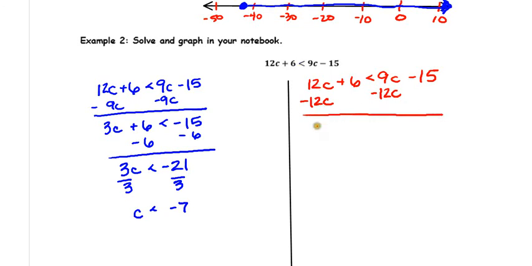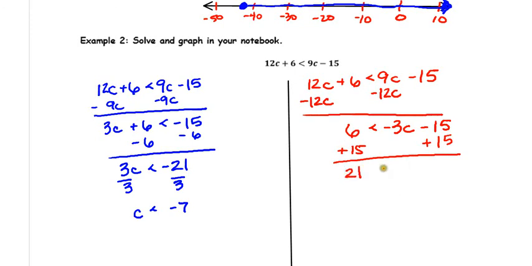So if I subtract 12c from both sides, I have 6 is less than negative 3c minus 15. And if I have 6 is less than negative 3c minus 15, I'm going to add 15 to both sides to continue with the idea that I want to get all constants or numeric terms on one side. Here, 21 is less than negative 3c. Now if I look at my work equivalent to this step over on the blue side, the signs are in different places. On the blue equation, the negative sign is with the 21, and on the red side, the negative sign is with the 3.